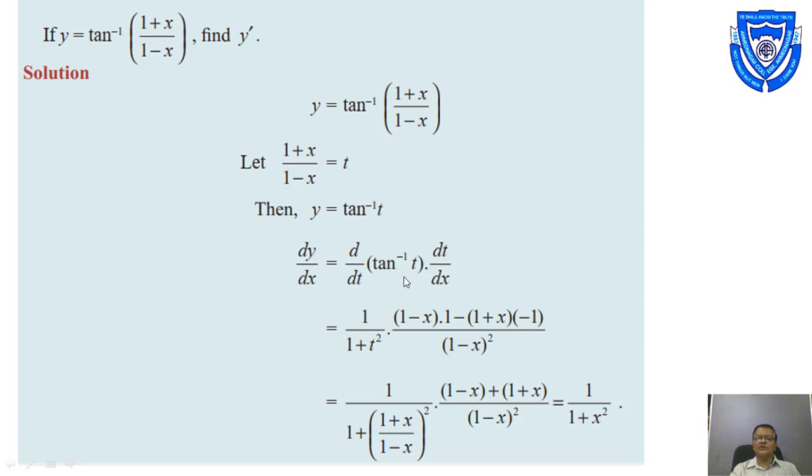Derivative of tan inverse t is 1 upon 1 plus t square, and derivative of t with respect to x means derivative of (1 plus x) upon (1 minus x). It is a quotient, so we use the quotient rule here, find the derivative of that expression and simplify it. Simplification gives me 1 upon 1 plus x square. So this is the derivative of the given function.